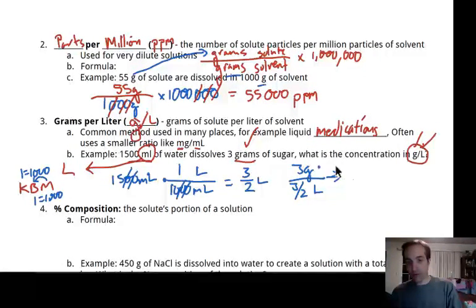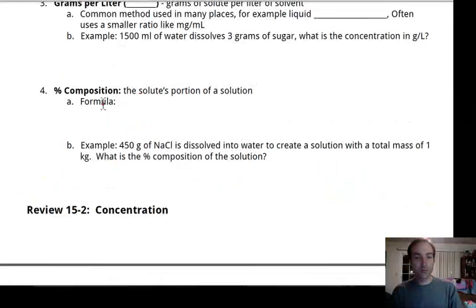So in other words, 3 divided by 3 halves is the same thing as 3 times 2 over 3, because I simply took the 3 halves and flipped it, right? And our units are grams per liter. Okay, and so for that, all I have to do is reduce, boom boom, 3 divided by 3 is going to become 1 and 1. So it's 1 times 2 divided by 1, also known as 2 grams per liter.